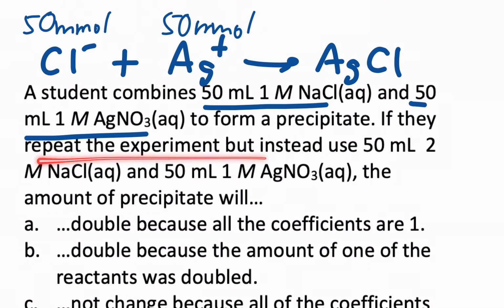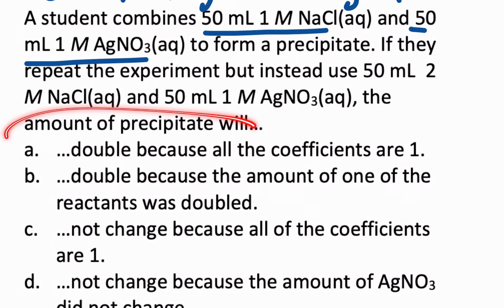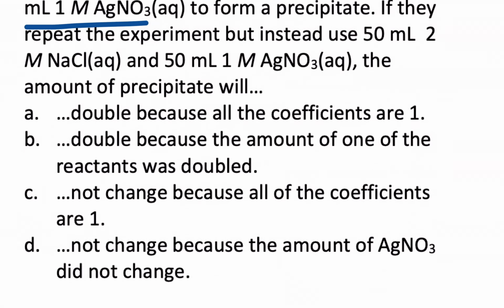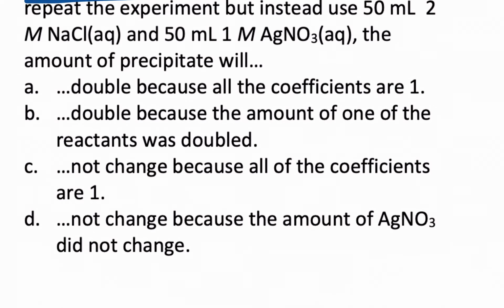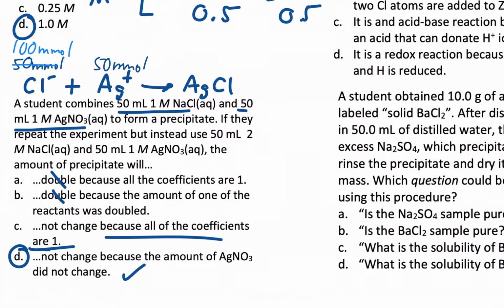They repeat the experiment, and instead they use 50 mils of 2 molar NaCl. They're going to double this. So they're going to change this 50 to 100 millimoles. Still limiting reactant, but now we're specifically limiting it in the same amount of silver. How much precipitate would you get? Well, it's going to be based on that 50 millimoles, no matter which experiment you're talking about. So, scanning the choices, it does not change because the amount of silver nitrate did not change. It doesn't double, and it changes, but not because the coefficients are 1. That's not what we're looking at.